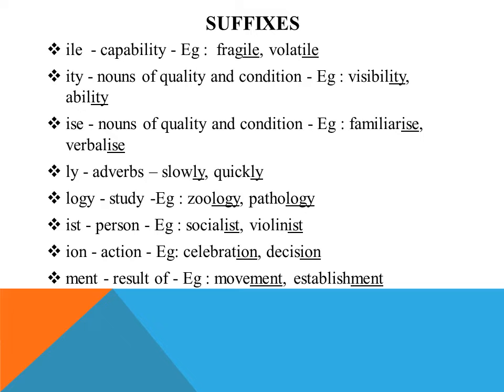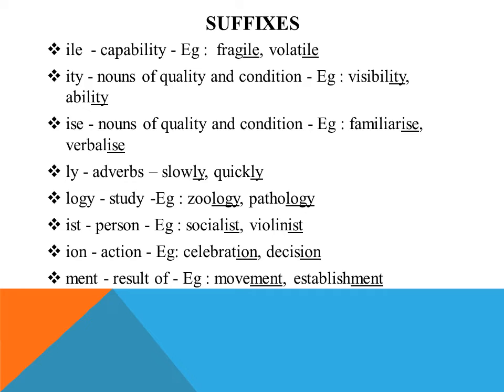The next word is ize. It again represents nouns of quality and condition. For example, familiarize, verbalize, criticize, popularize. The next word is ly. So whenever you want to convert your verb into an adverb, you have to add ly. For example, slowly, quickly, immediately, sweetly.